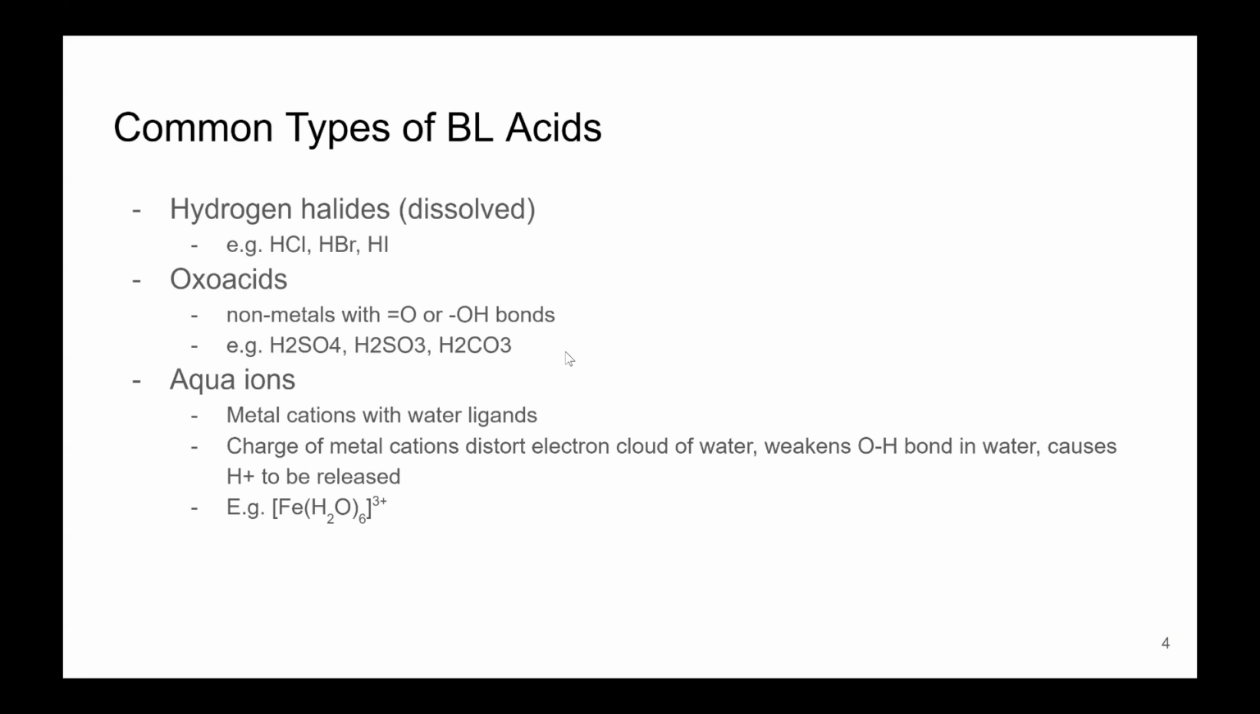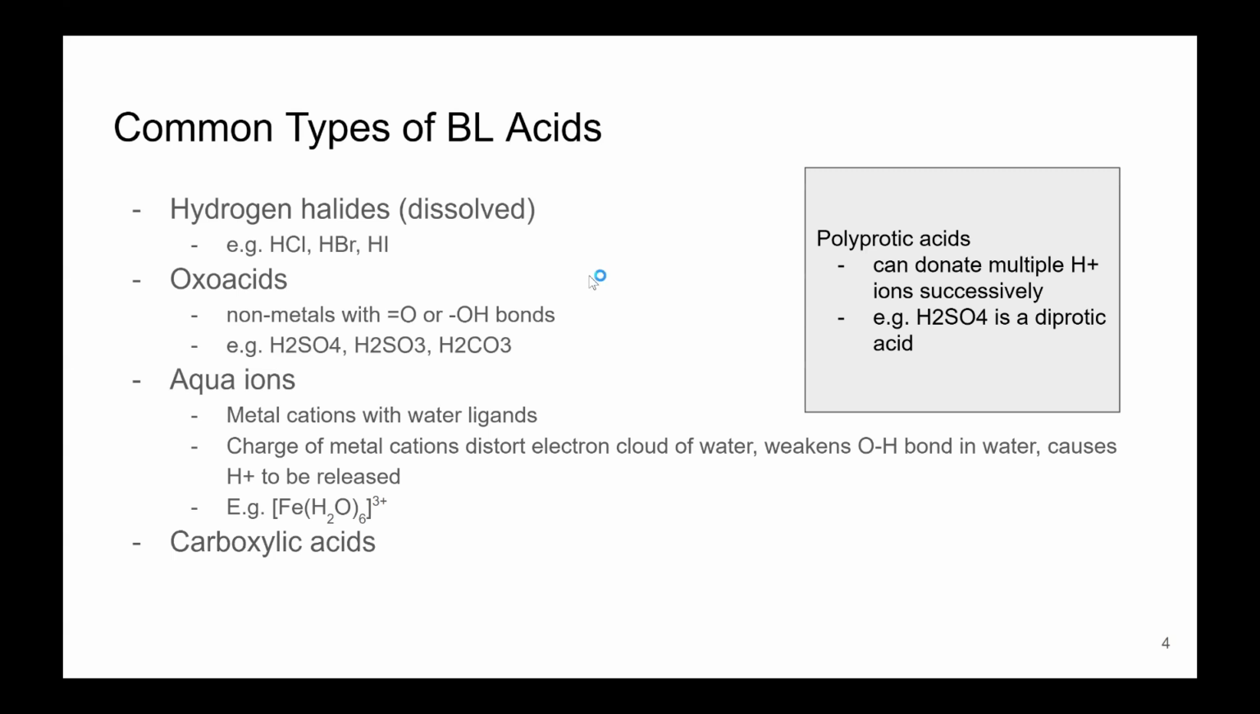So if you dip a blue litmus paper inside a solution of iron 3+, then it will actually turn red because the solution is acidic. Then the last common type of BL acids is, of course, the carboxylic acids, which are organic acids, and they contain the COOH group. So the OH bond can also be broken, and then the H+ can be released.